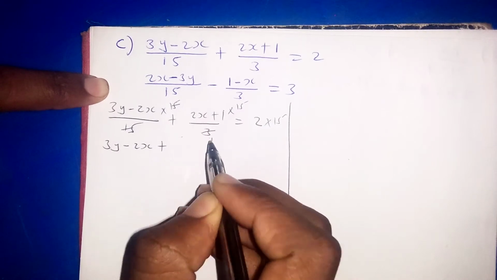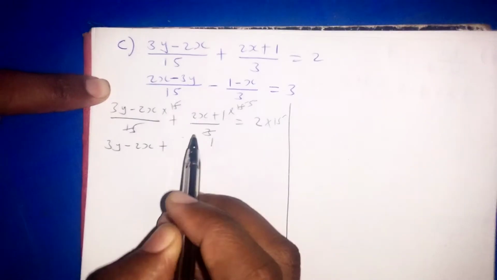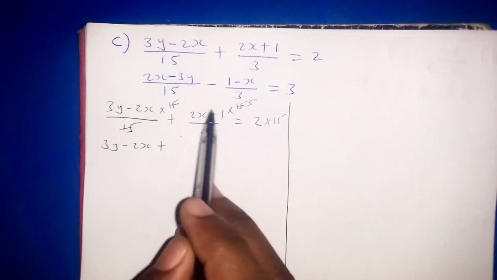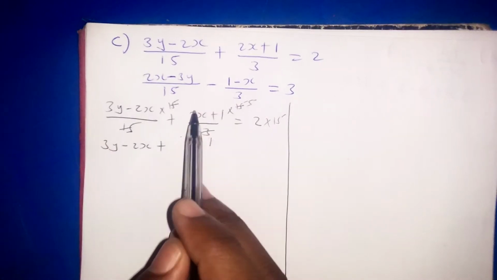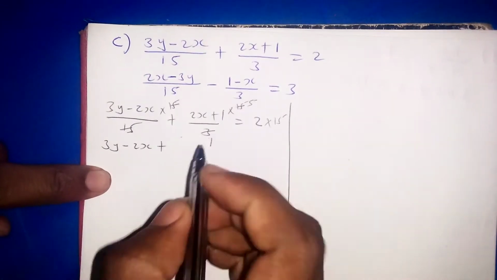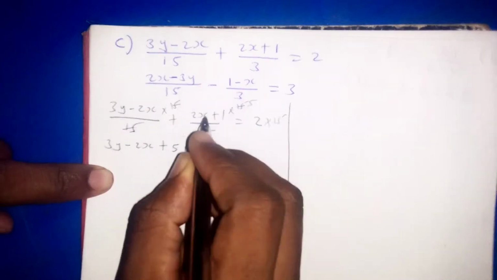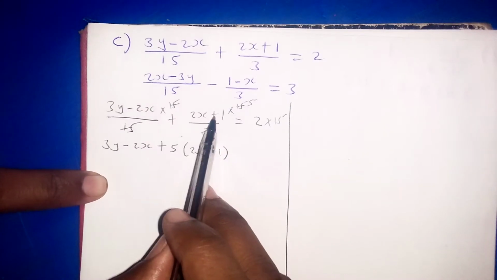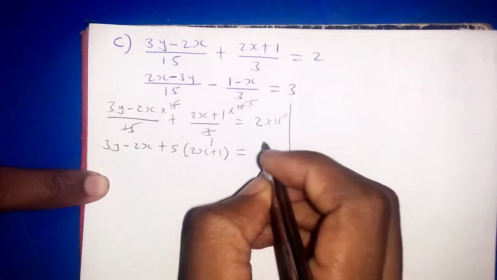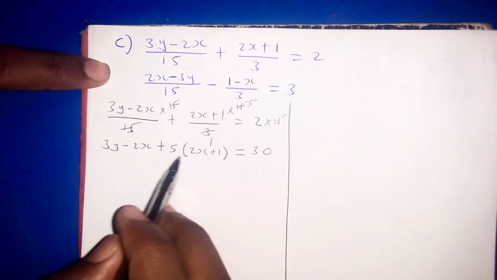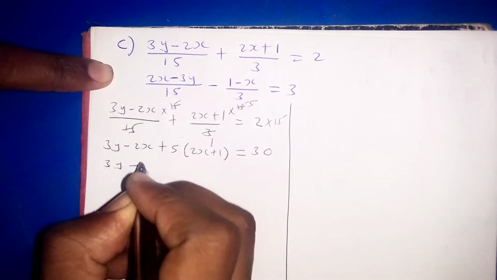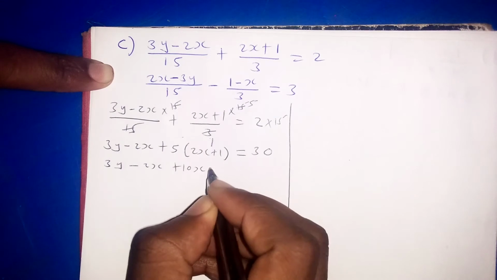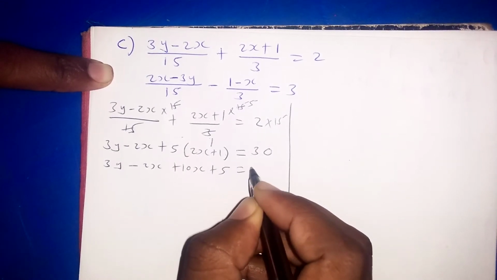3 goes into 15 five times. But remember, the 5 is supposed to multiply each and every term on the numerator. To do that, I'll simply take 5 into bracket 2x plus 1, because 5 should multiply each and every term on the numerator. Then 2 multiplied by 15, I'll get 30. So I can open this bracket so that I have 3y minus 2x, then plus 5 times 2, I'll get 10, so this is 10x, then plus 5 times 1, I'll get 5, is equal to 30.